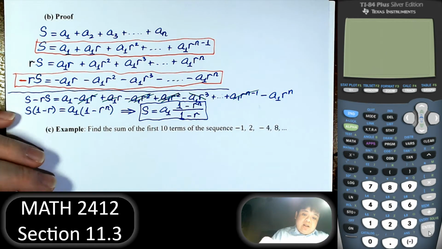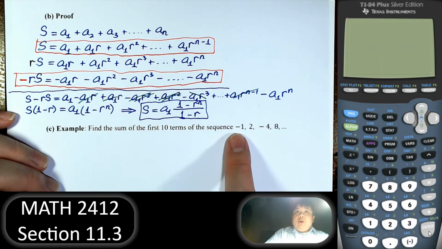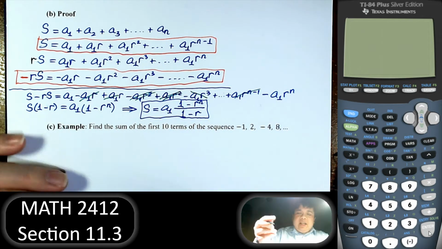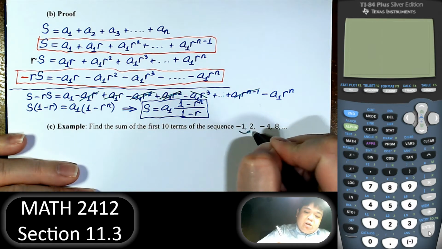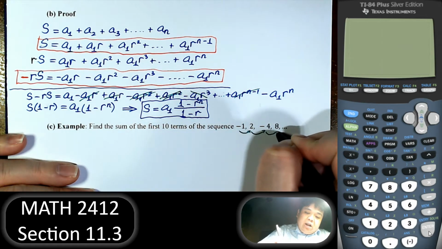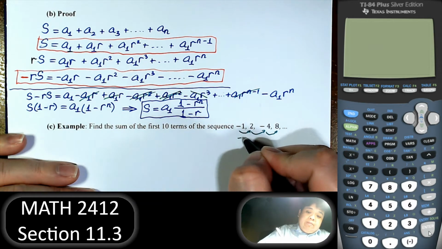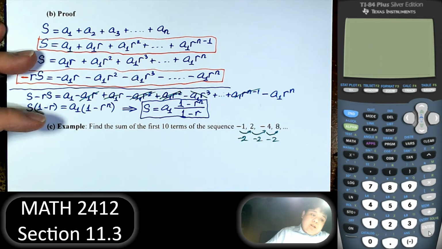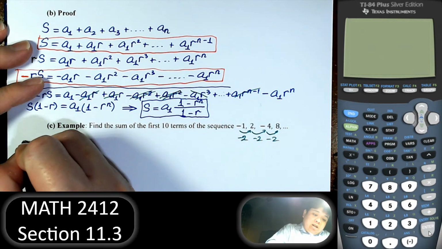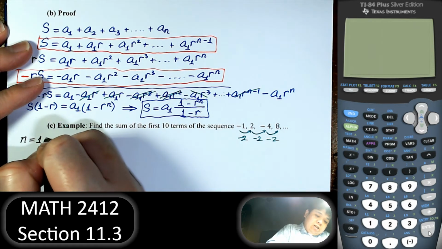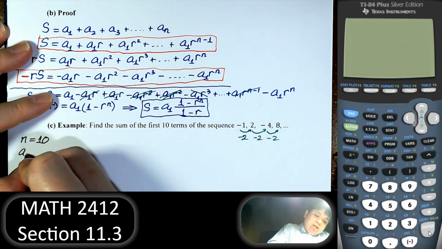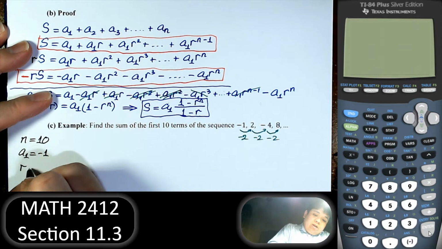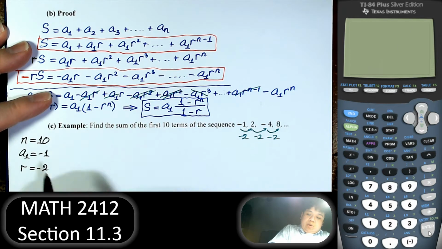So we know there's 10 terms for this sequence. We know the first term of the sequence. We don't know the common ratio, but it's easy to determine, right? From this to the next, what do we have to multiply to get to the next number? Well, you see, it's negative 2, right? So what we have about this sequence is that we have 10 terms. We know the first term is negative 1, and the common ratio is negative 2.